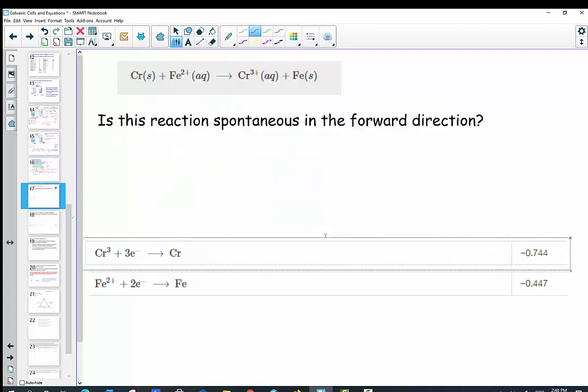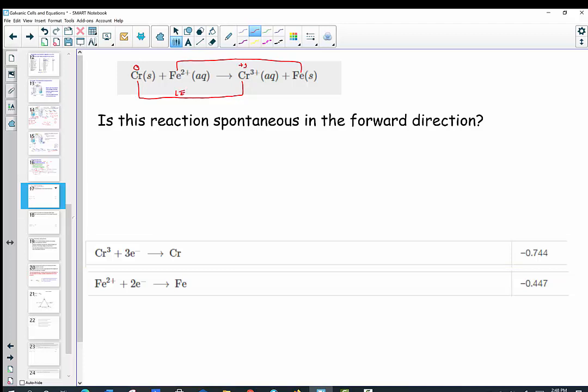Let's bring that together with a simple question asking, is this spontaneous? I just snapped this from a quiz question. Is this reaction spontaneous in the forward direction? To answer that, let's decide what's being oxidized and what's being reduced. So I hooked together the two half reactions. Chromium goes from an elemental 0 charge to a +3. Here we recognize that's oxidation. Iron goes from +2 to 0. That's reduction.